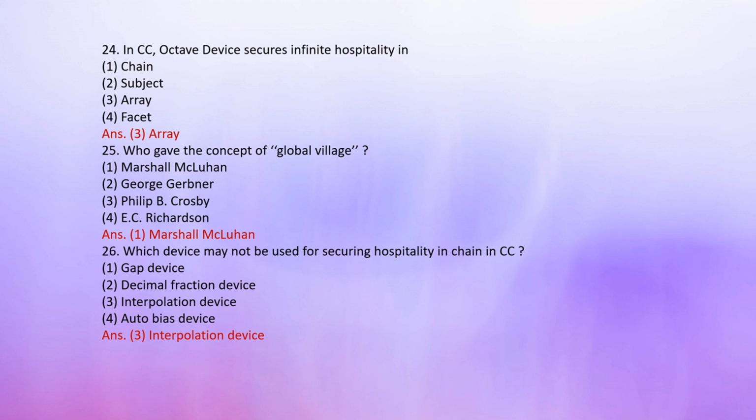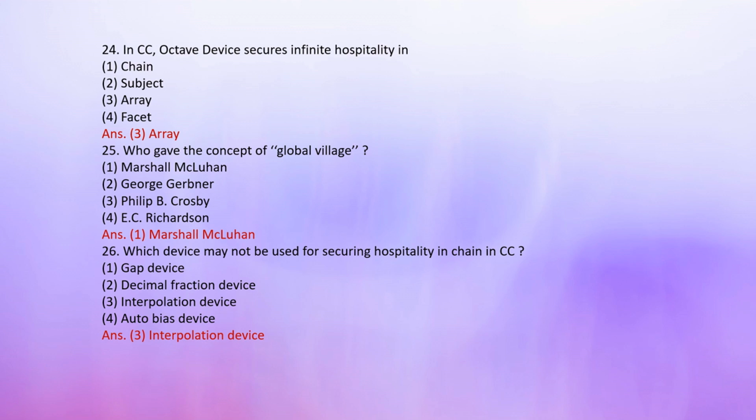Number 24. In CC, Octave device secures infinite hospitality in option 1 chain, 2 subject, 3 array, and 4 facet, and correct answer is 3 array. Number 25. Who gave the concept of a global village? Number 1 Marshall McLuhan, 2 George Gardner, 3 Philip B. Crosby, and 4 E. C. Richardson, and correct answer is 1 Marshall McLuhan.